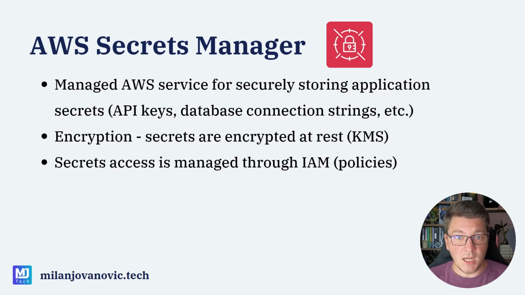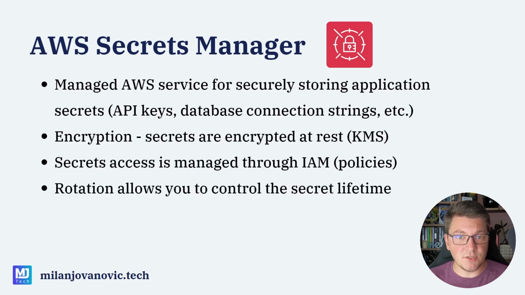Another core feature of the Secrets Manager service is that it's tightly coupled with the IAM service, which stands for Identity and Access Management. IAM allows us to implement fine-grained access policies for our application secrets, so we can control which services in AWS have access to our secrets, and this is going to help us build more secure applications. And last but not least, Secrets Manager also supports rotation, allowing us to control secret lifetime. There are a few AWS services that implement secret rotation automatically, but you can also configure rotation for your individual secret values. I'm going to show you how to achieve this when we go into the AWS console.